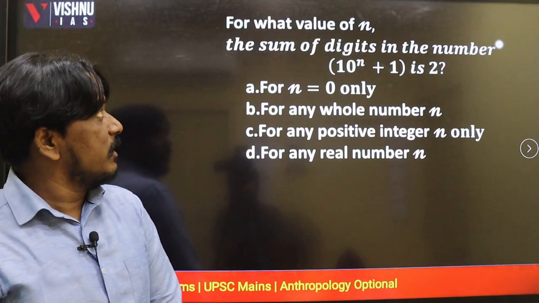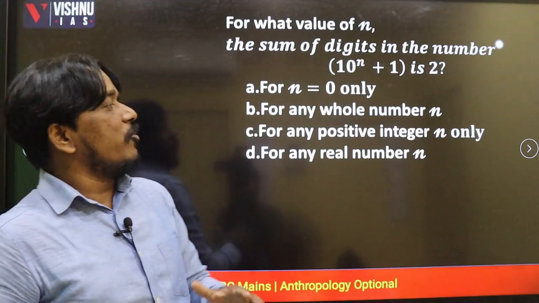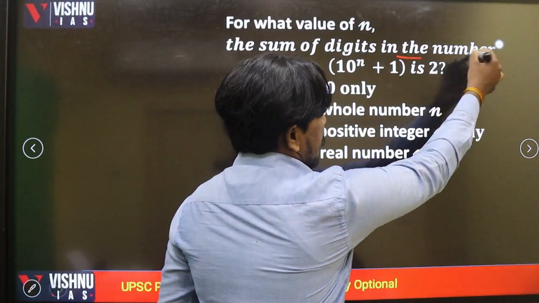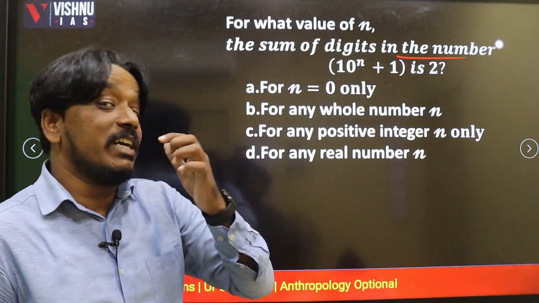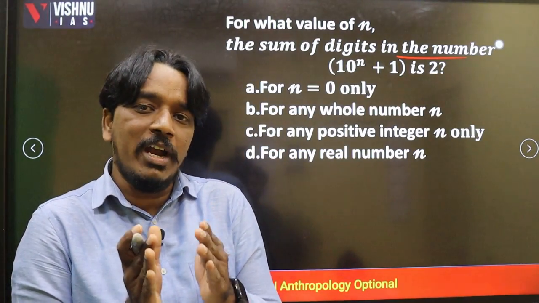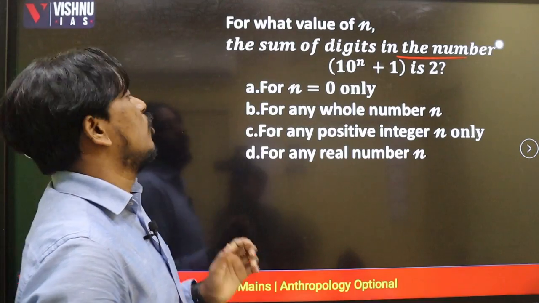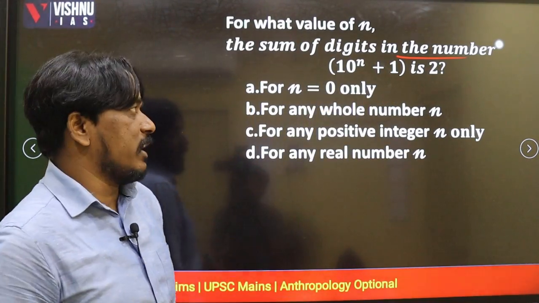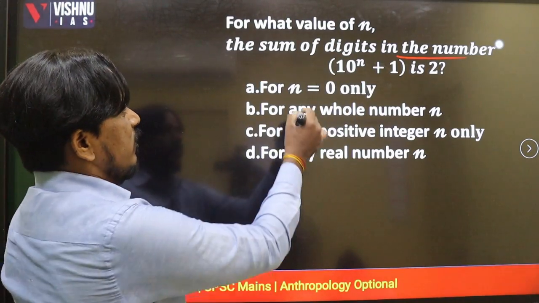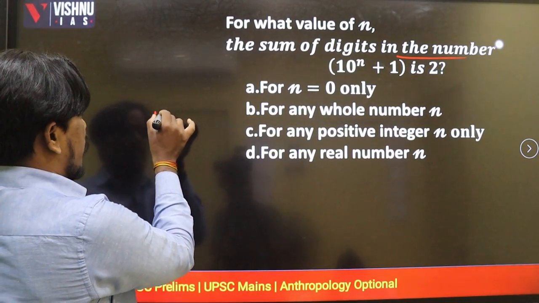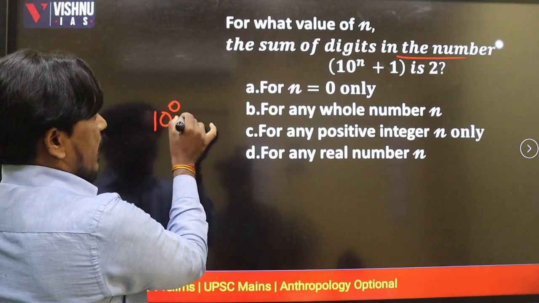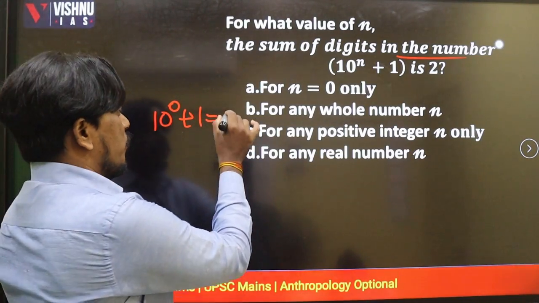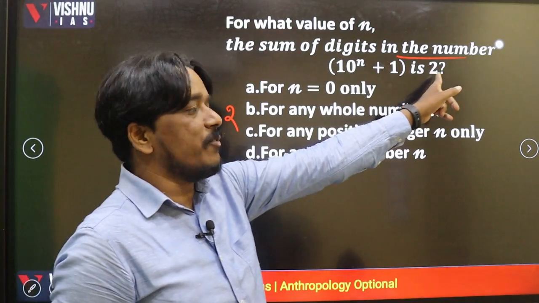Let's take another question, guys. For what value of n is the sum of digits in the number 2? We have to add the digit sum. But what is there? 10 to the power of n plus 1. For example, if you take 10 to the power of 0 and plus 1, what are we getting? Digit sum 1 plus 1, digit sum is 2.